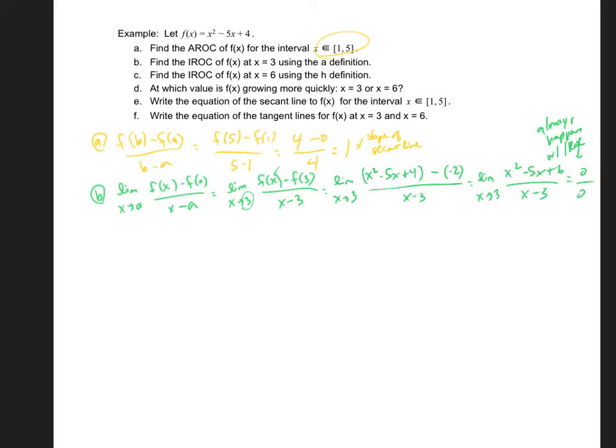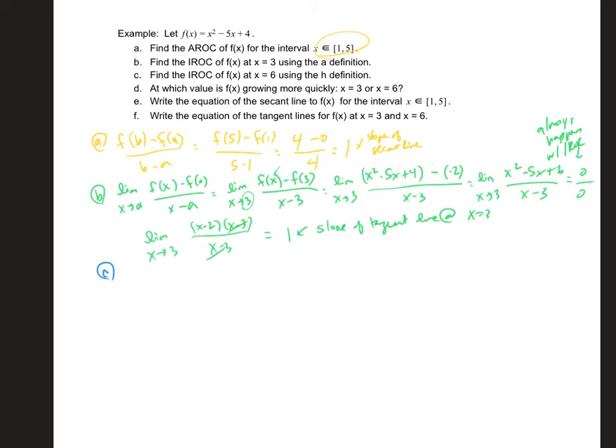So this is polynomial over polynomial. So I'm going to take this and factor the top and bottom. The x minus 3's cancel. Now I can resubstitute. And in this case, I get 1. So it happens that the slope of the tangent line at x equals 3 is 1, meaning it's parallel to that secant line we had earlier, right? Same slope.